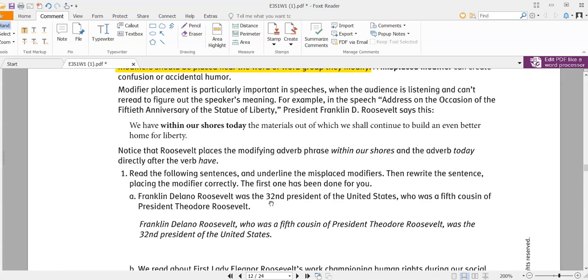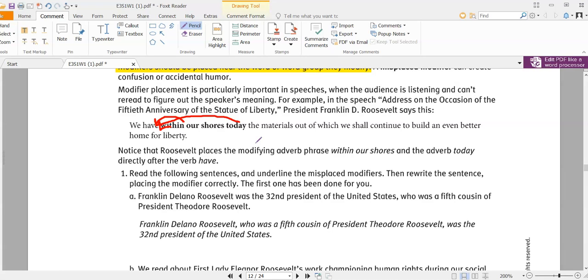In the speech address on the occasion of the 50th anniversary of the Statue of Liberty, President FDR says, "We have within our shores today the materials out of which we shall continue to build an even better home for liberty." Notice he places the modifying adverb phrase within our shores and the adverb today directly after the verb have. He wants to emphasize that it's something that we do have, something that we own. So within our shores and today describe when and where we have it.